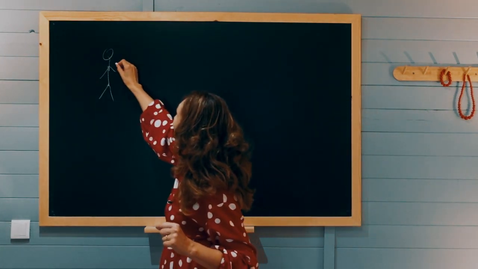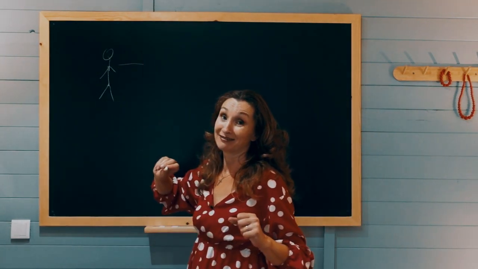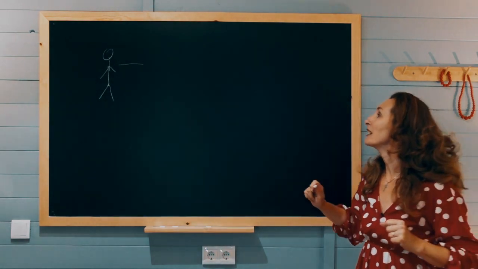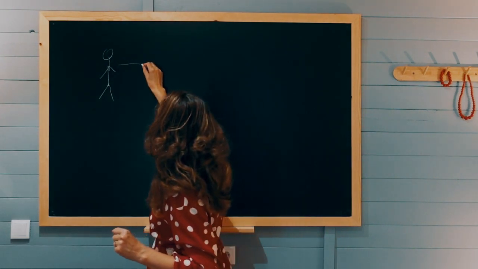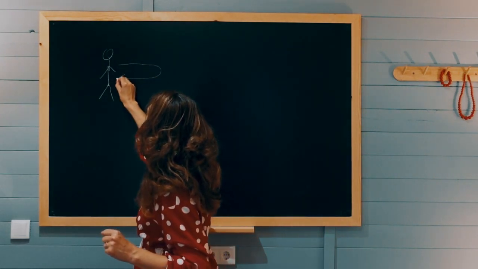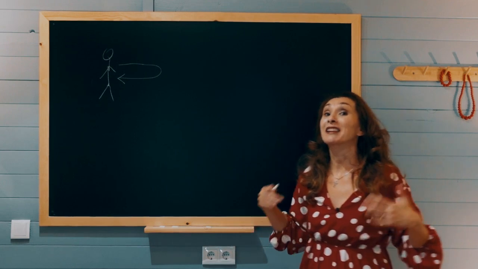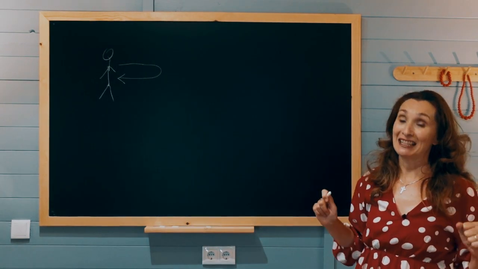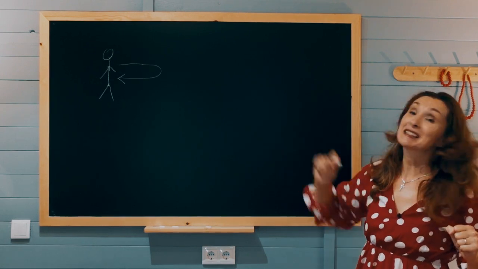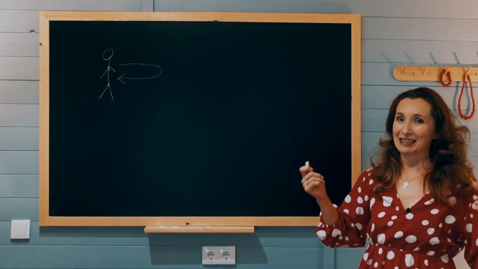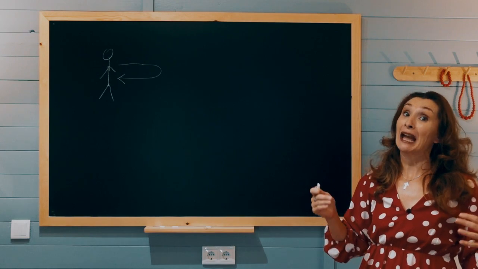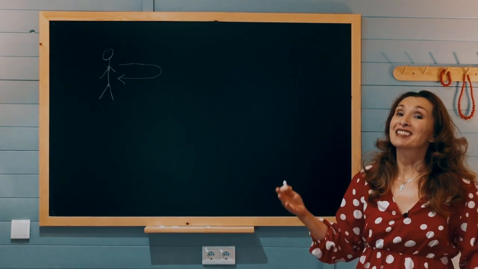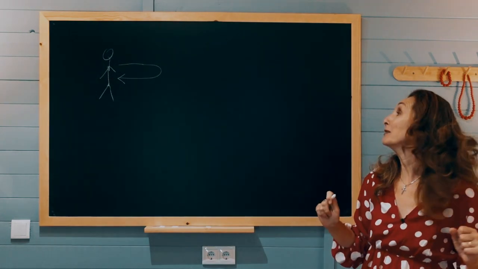So they are the origin of that action of looking, but at the same time they are also where the action ends. They're also at the receiving end, okay? This is what a reflexive verb is. The action originates and ends with the same person, okay?